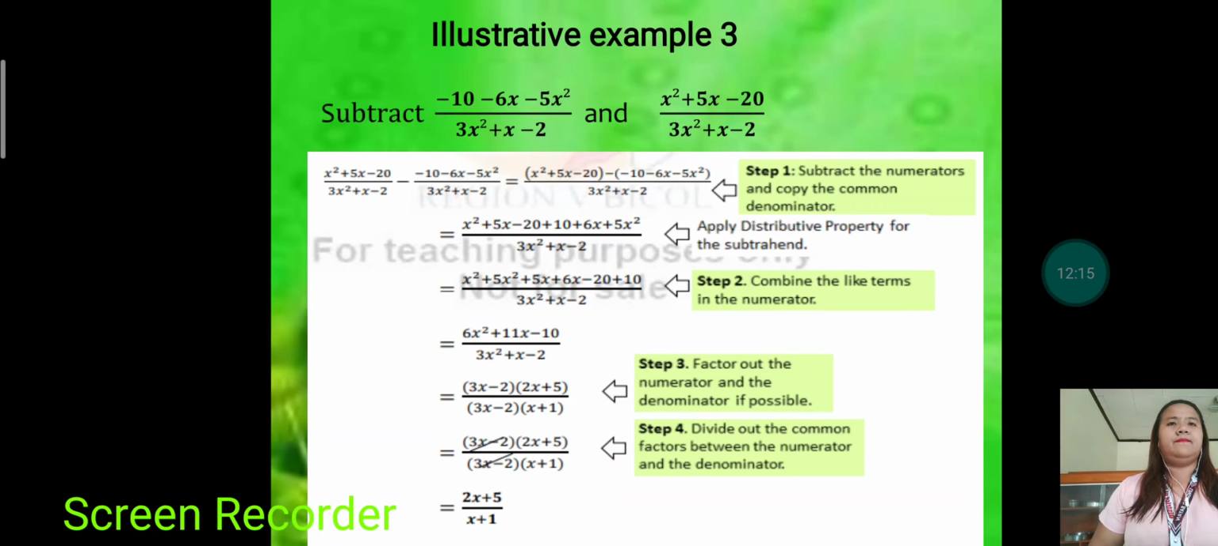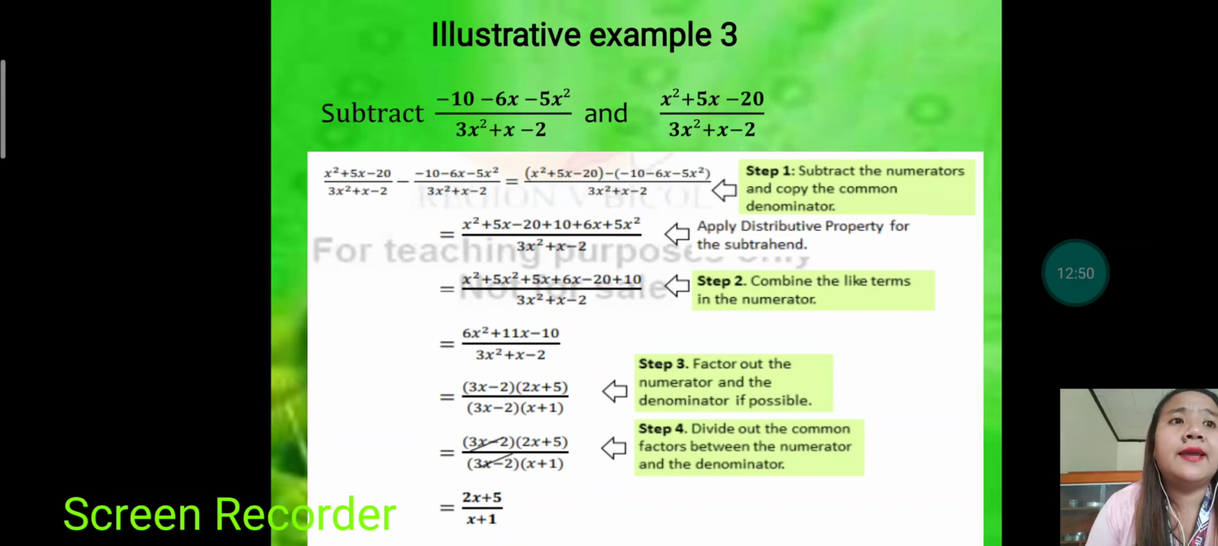Another example. So the third example, we have subtract negative 10 minus 6x minus 5x squared all over 3x squared plus x minus 2 and x squared plus 5x minus 20 all over 3x squared plus x minus 2.